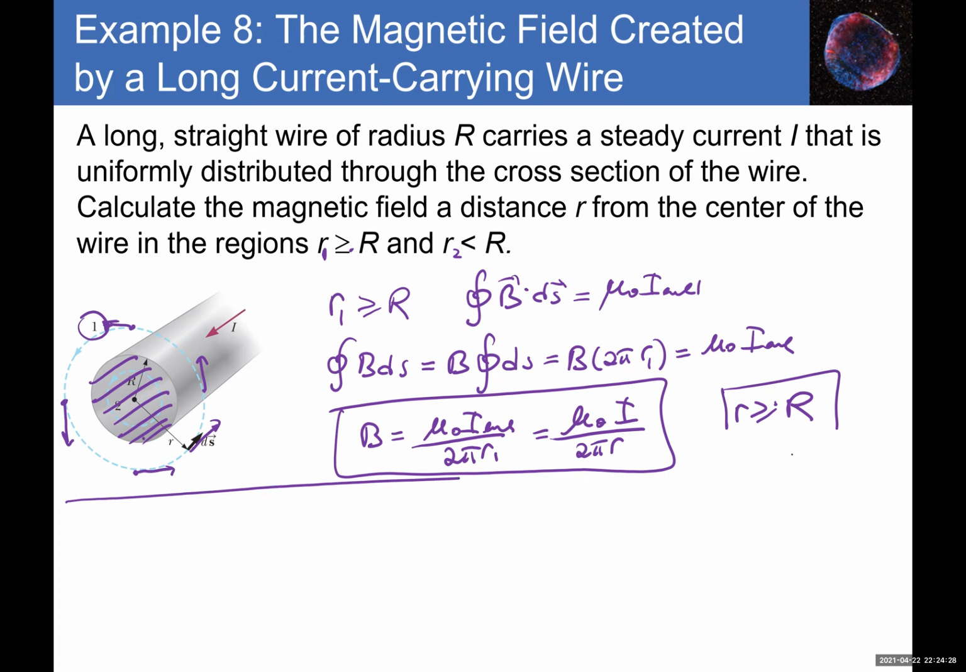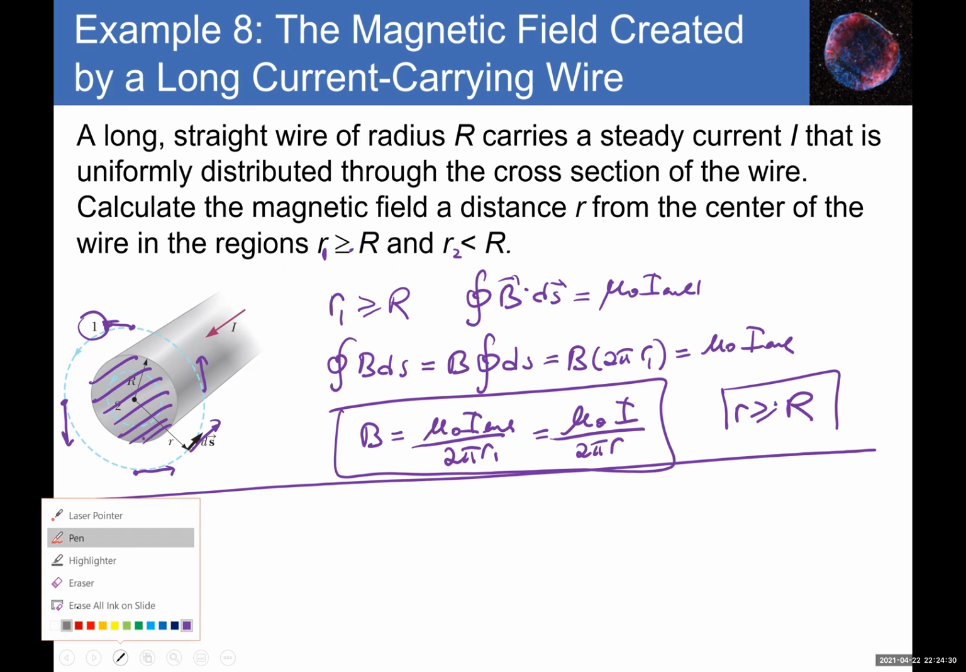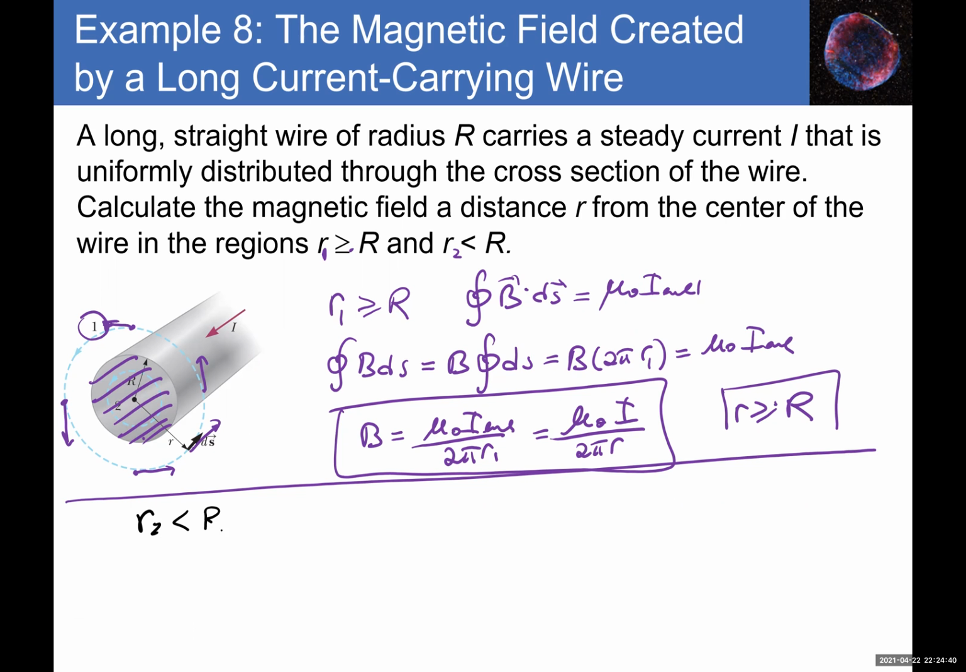Now let's look at the second one, which is finding the magnetic field inside the conductor at some distance R2 from the center, where R2 is less than the radius. That means we are looking at this second Amperian loop. Again, the integral of B dot ds is equal to mu naught times I enclosed.